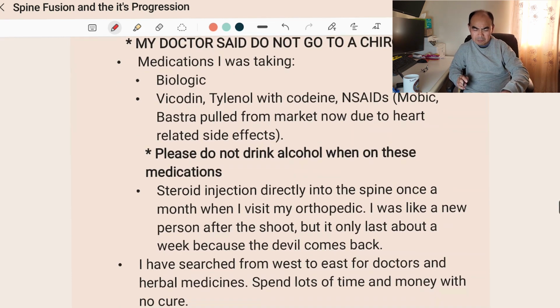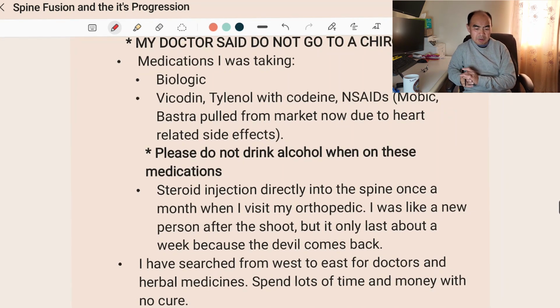At the time, the medication that I was taking, I was already on biologics. And while on biologics, I was also taking Vicodin for a long time, and then I was switched over to Tylenol with codeine. It's all narcotic, so it's very, very strong.